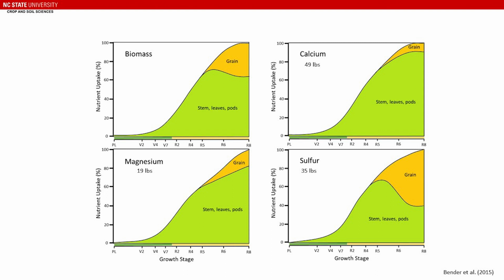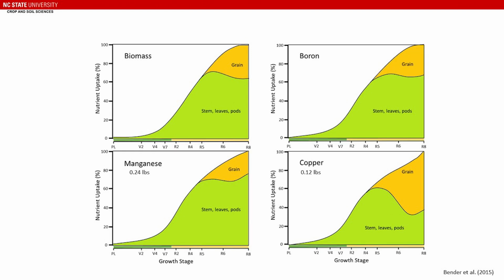Calcium, magnesium, and sulfur. For calcium, almost all of it will be in the biomass, and we don't have a lot of transfer of calcium to the grain. The same goes for magnesium, though you can see the shape of the curve is a little different, but not by much. Sulfur is very similar to nitrogen. It increases as the plant grows, and afterwards we have some transfer to the grain.